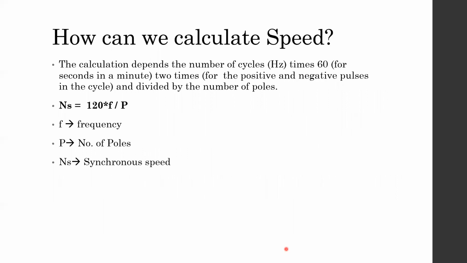Next, we are going to see how we can calculate speed. The speed calculation mainly depends upon frequency and number of poles. So the formula is given as Ns = 120 F / P, where F is frequency, P is number of poles and Ns is the synchronous speed.